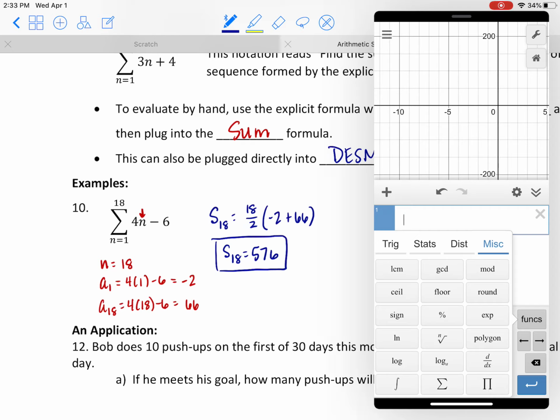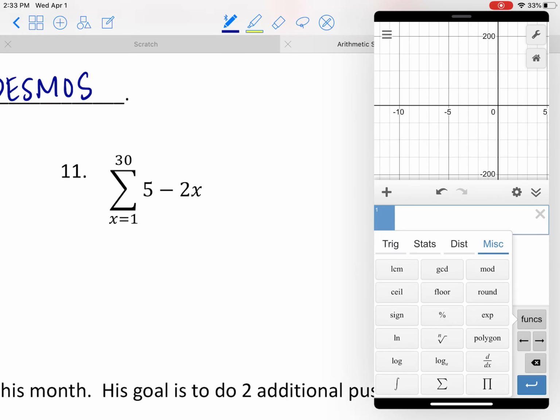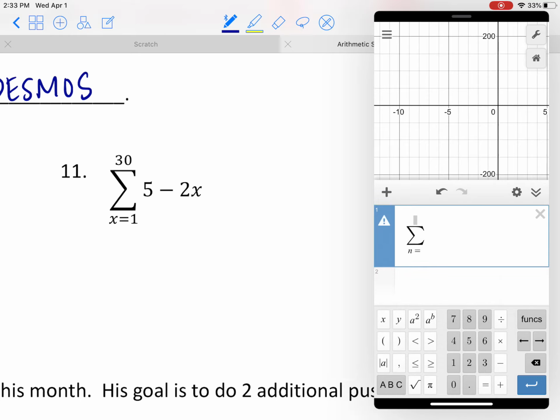So I'm going to tap the sigma symbol, and it says start at, we said 1, n equals 1. Tap on the top of the sigma and put in the 18. And then here, we want to make sure we use parentheses to put in 4, and an n for n, and then minus 6. Then we close out the parentheses, and it says the sum of those 18 terms is 576. So we did that by hand, not hard, but definitely easier to just type it into Desmos.